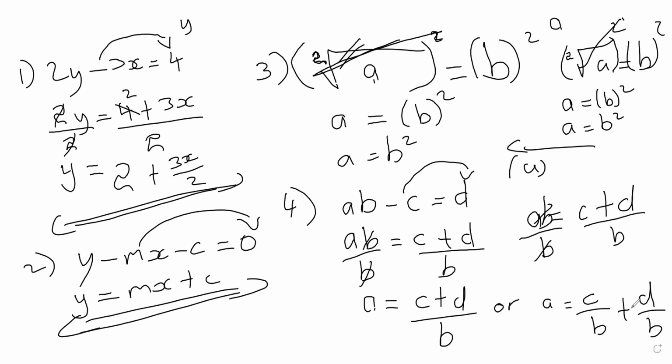Okay. So let us proceed to the fifth one. When you're dealing with the fifth step, you can have something like x plus y over z is equal to t. And then they say make y the subject of the formula.